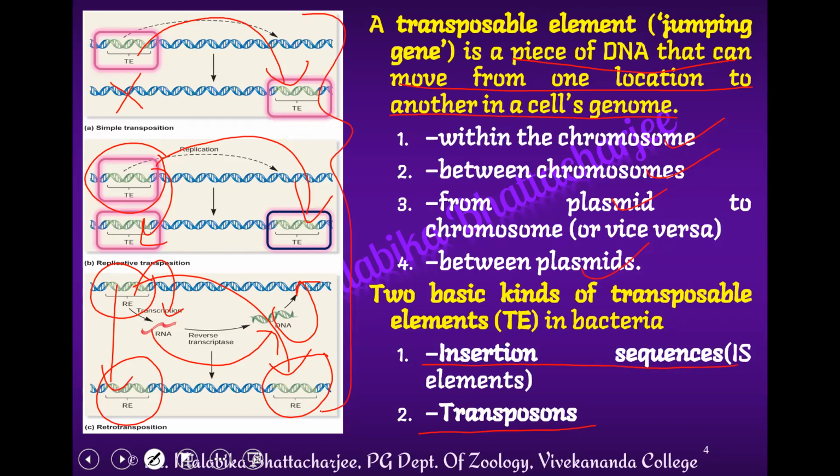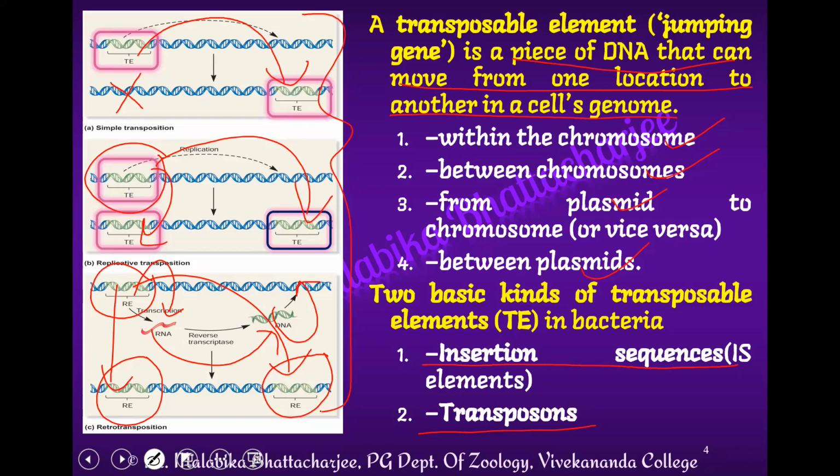Then what are IS elements? When we look at the structural construction of the DNA sequences that can jump, those DNA sequences which have a very simple system are known as insertional sequences. I'll show you by diagram. And those which have a larger size are transposons. Insertional sequences are smaller in size, while in the case of transposons, the stretch of DNA is comparatively much, much larger.